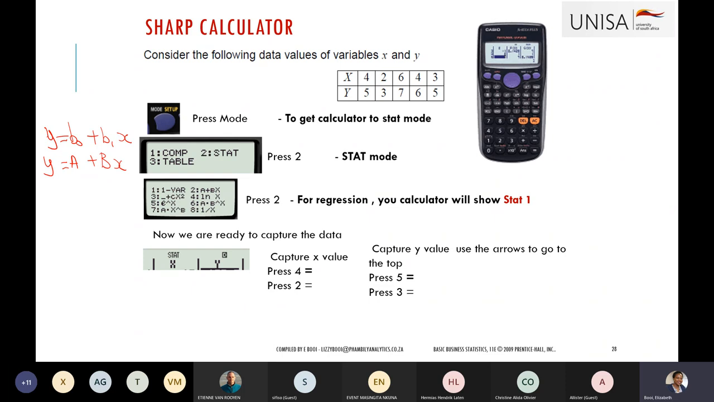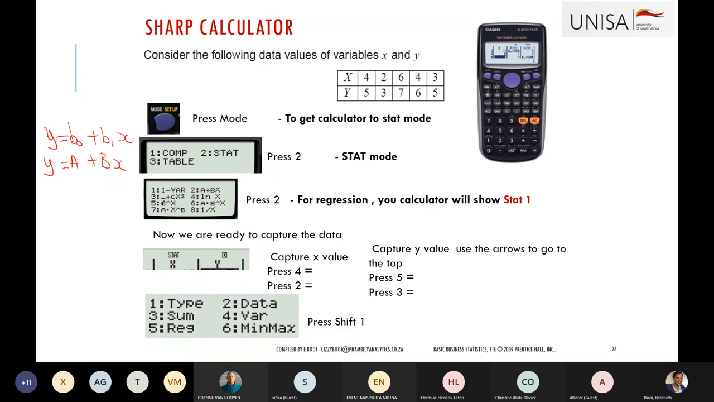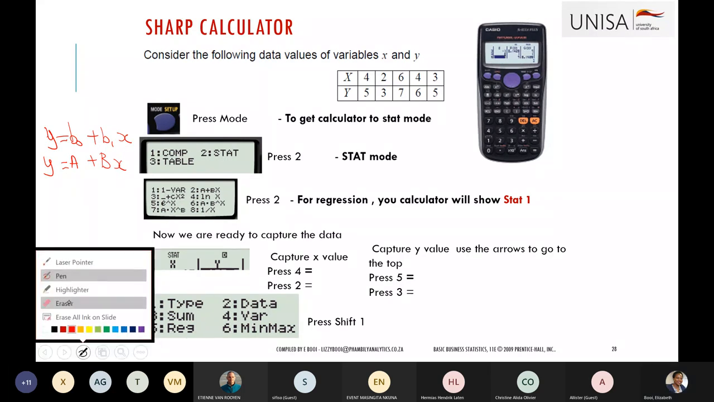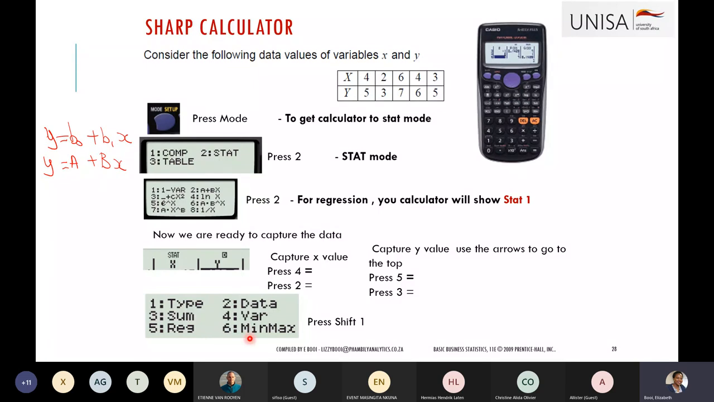Once you have captured all your information, you can press the AC button. And then you press shift and then press button number one. There is a stat function on button number one. When you press shift, because it's orange, it will call up that function. And a menu like this will appear. The type will mean the type of data. You don't have to worry about that. The data will take you back to the table that you created.